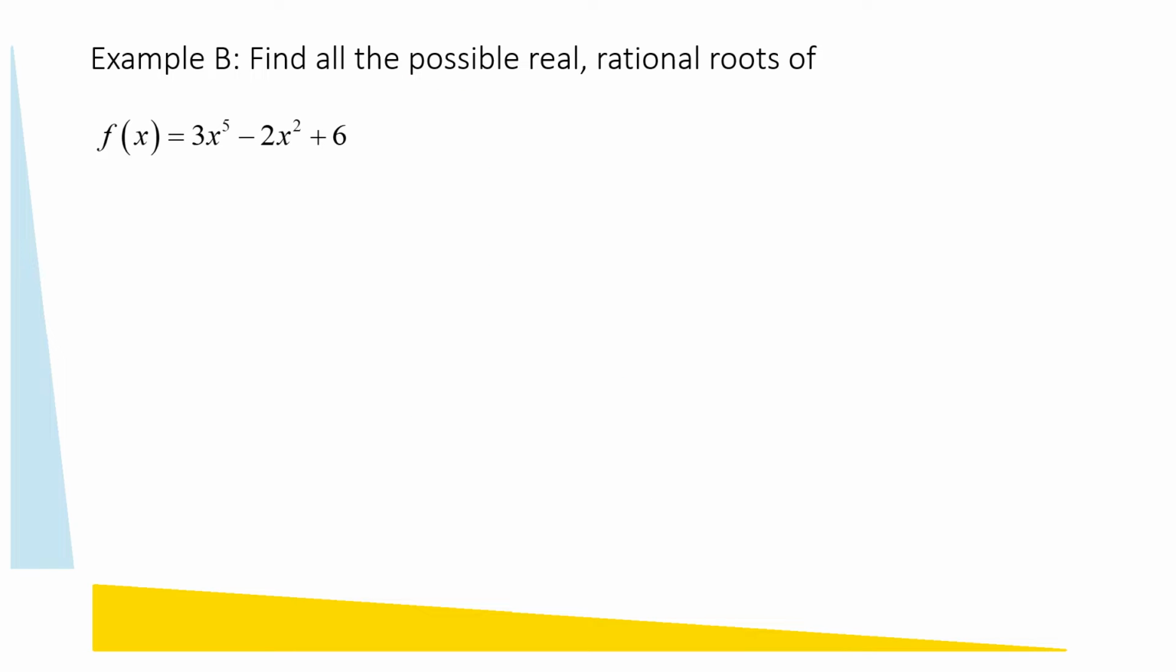Here's another example. Find the rational roots of 3x to the 5th minus 2x squared plus 6. Once again, you'll identify the p and the q and put them as p divided by q. I want you to take a moment and pause this and see if you can come up with it on your own. And when you have an answer, go ahead and push play and check your answers.